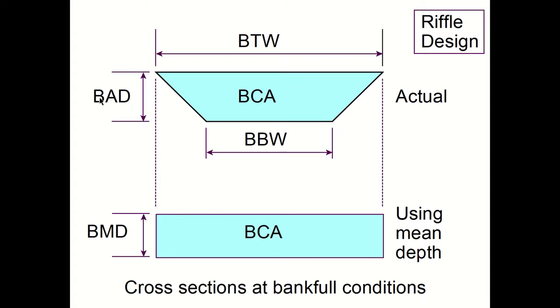BBW is bankful bottom width. BAD is bankful actual depth. BMD is bankful mean depth. And then you can see the BCA is the same.